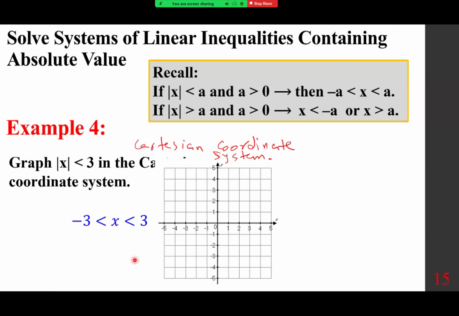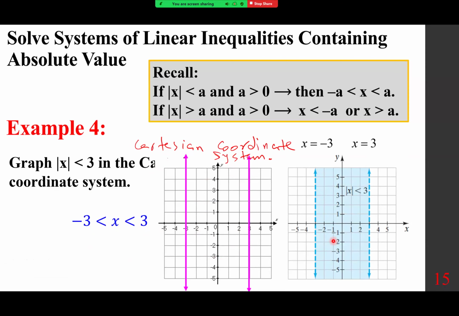So x is sandwiched between -3 and 3, which means we have two lines. One of them is x equals -3, one of them is x equals +3. So I draw the two lines. Now, to answer that, both of these lines must be dashed lines, and the region between the two is the answer. First I draw the two lines, then I mention why they are dashed lines: because we do not have the equality, everybody.